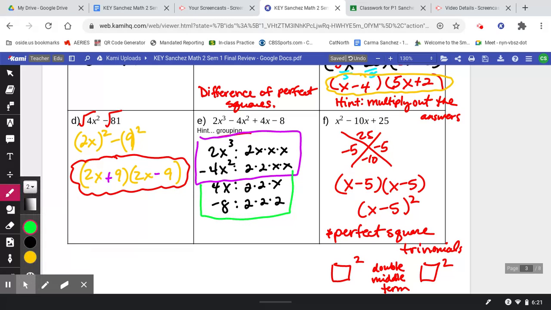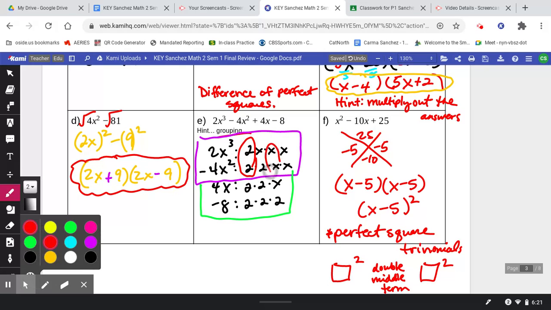So first, what's in common with the top? I see a 2 in common. I see an x. I see an x. So we've got 2x squared in common. And then what's left over goes inside. All right, how about the other one? I see a 2 in common, another 2 in common. So 2 times 2 makes 4. And then there's an x minus 2 left over again.